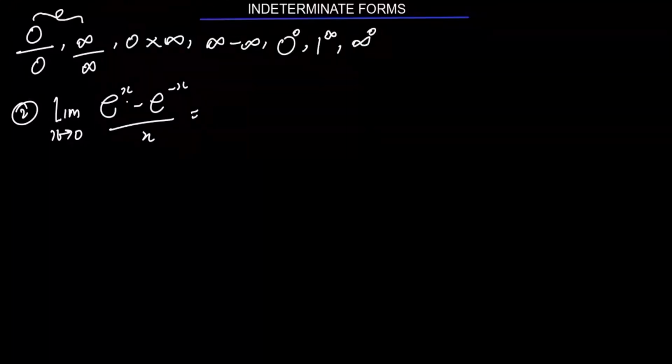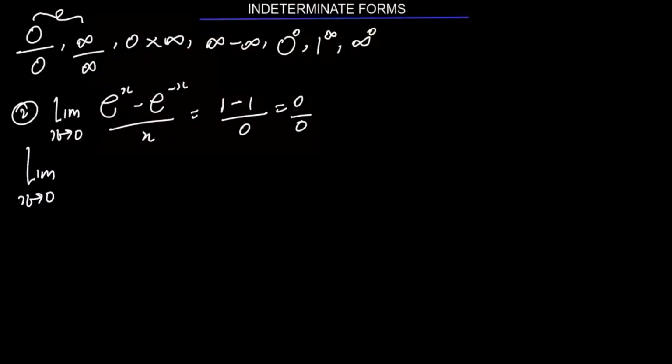E raised to power 0 here is 1. Here e raised to power minus 0 is also e raised to power 0, that is 1, over 0. And that's 0 over 0. That's what? L'Hospital rule. Since we have gotten this expression, it's L'Hospital rule. So we can differentiate each of the terms.